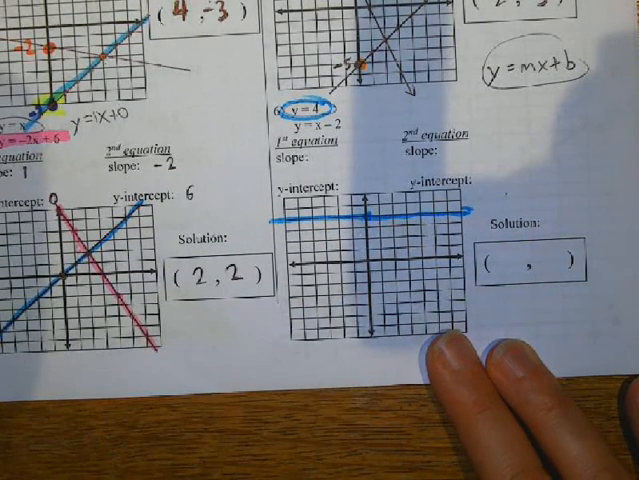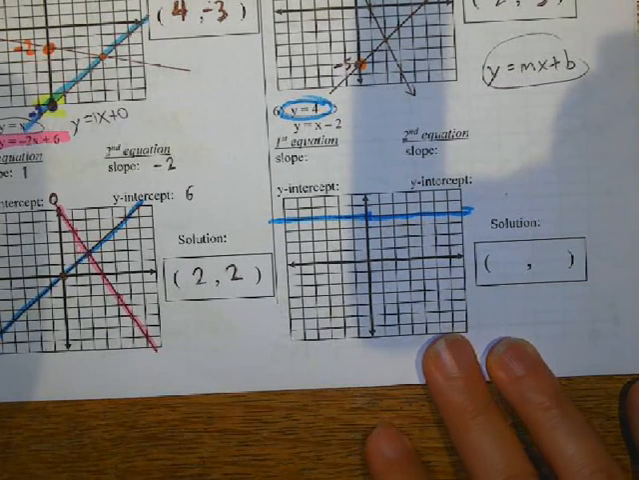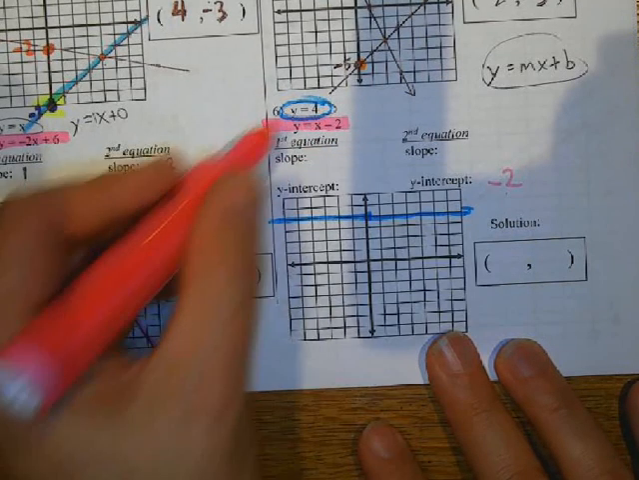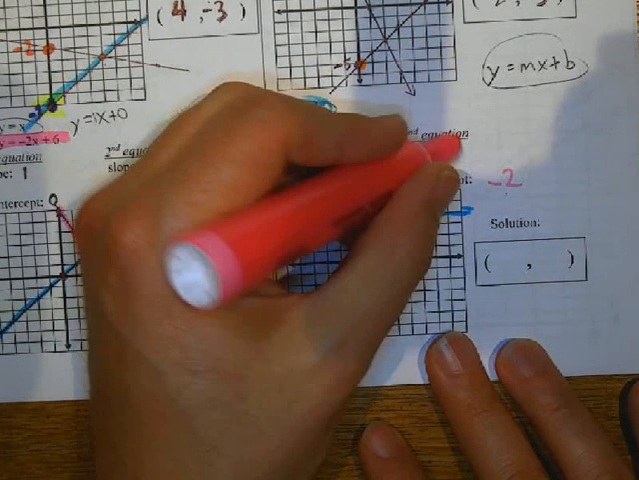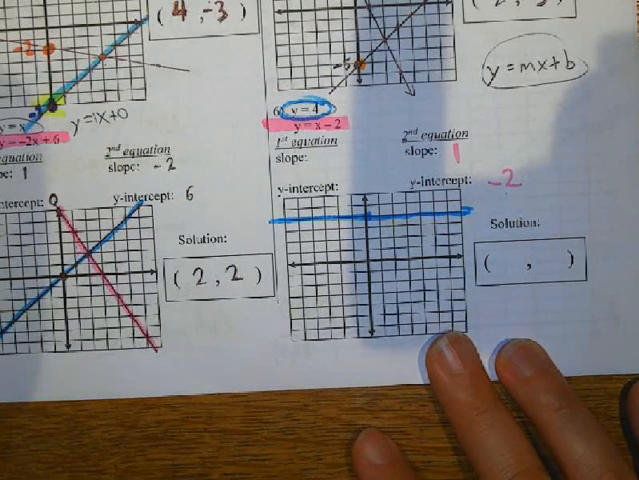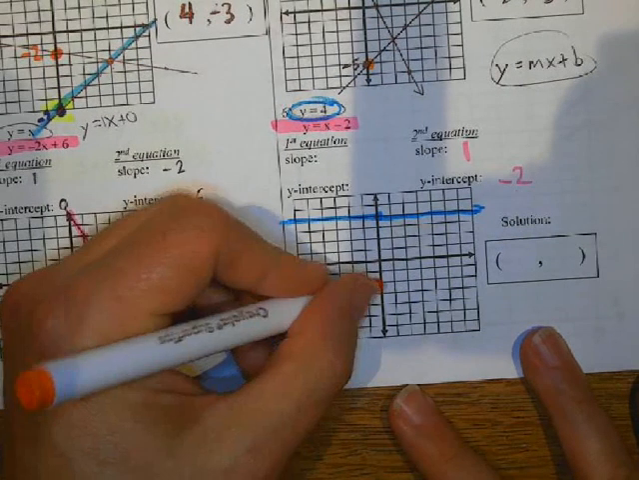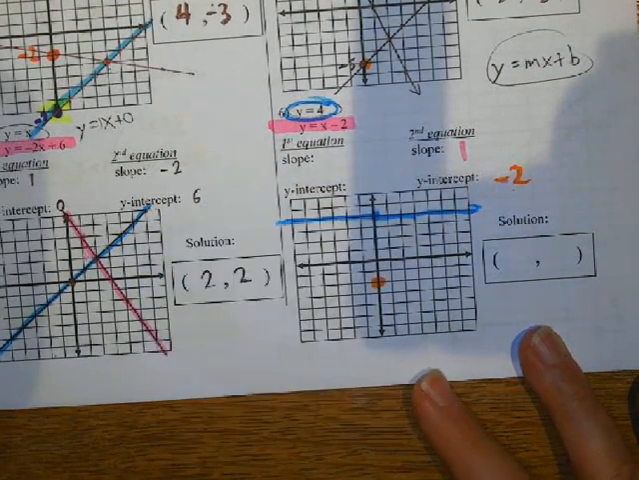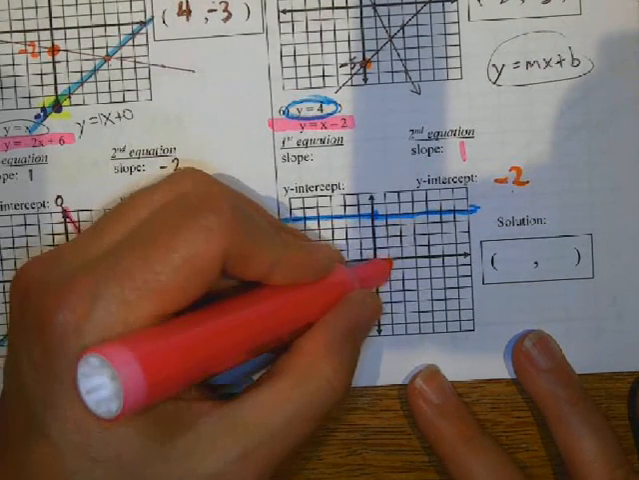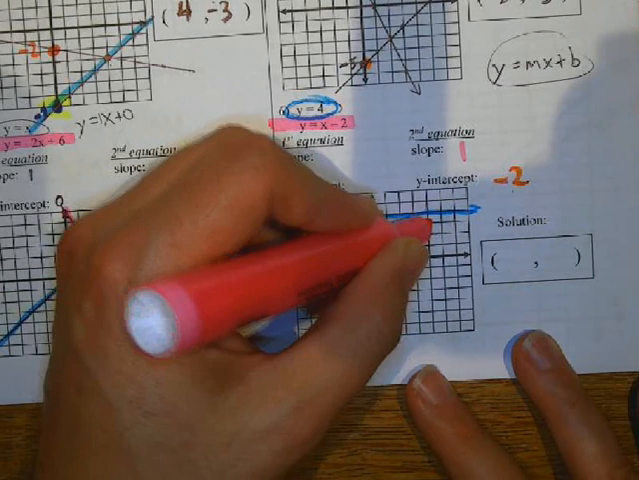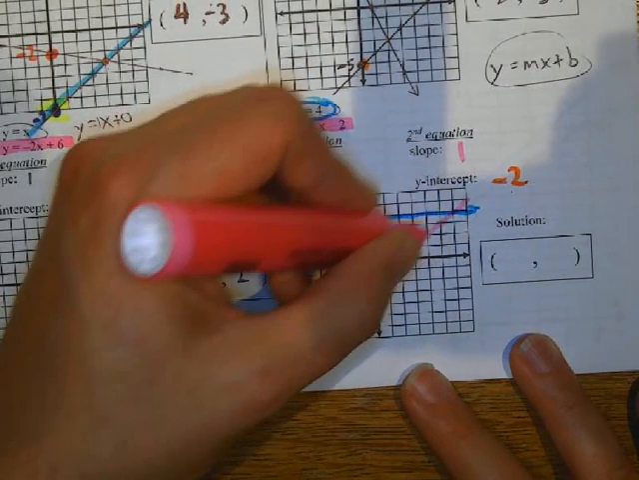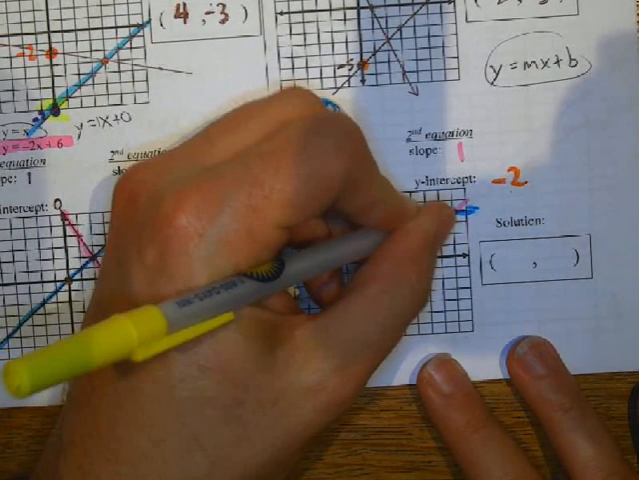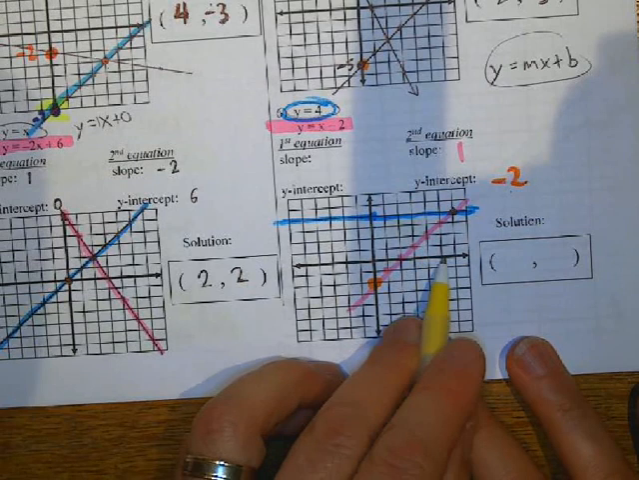Okay, and then the last one here, y equals x minus 2. So my y-intercept is -2. My slope is 1. So I'm going to go to -2 and put my point there at -2. I've got a slope of 1, and it looks like it intersects right here at 4, 2.